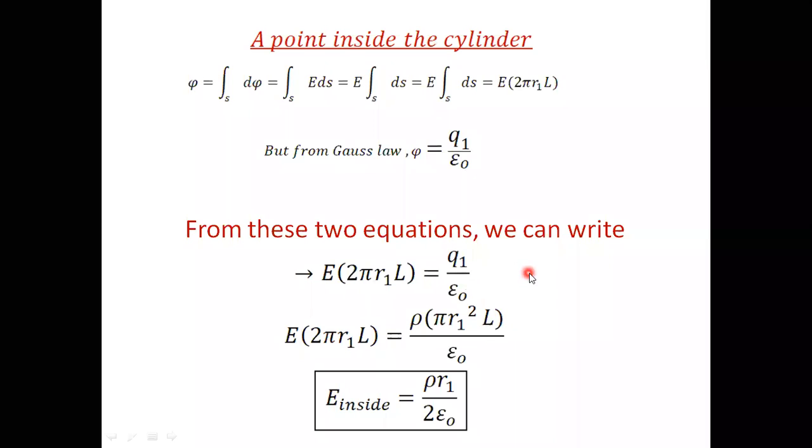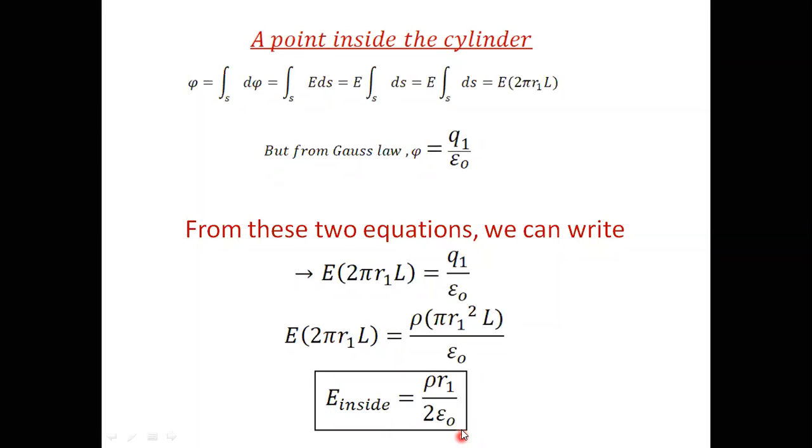The volume of the cylinder formula is pi r square L. According to that, since the inner cylinder has radius r1 and length L, its volume is equal to pi r1 square L. So rho into pi r1 square L gives the charge distributed over the inner cylinder, divided by epsilon naught. Then 2 pi cancels, r1 cancels, L cancels on both sides. Then E inside equals rho r1 by 2 epsilon naught.